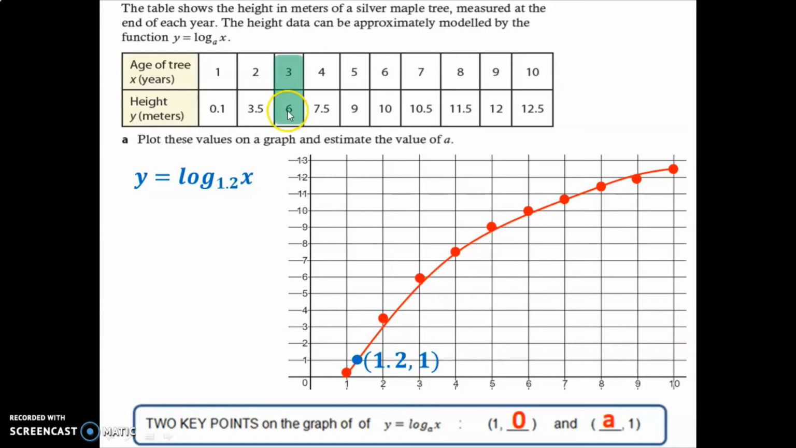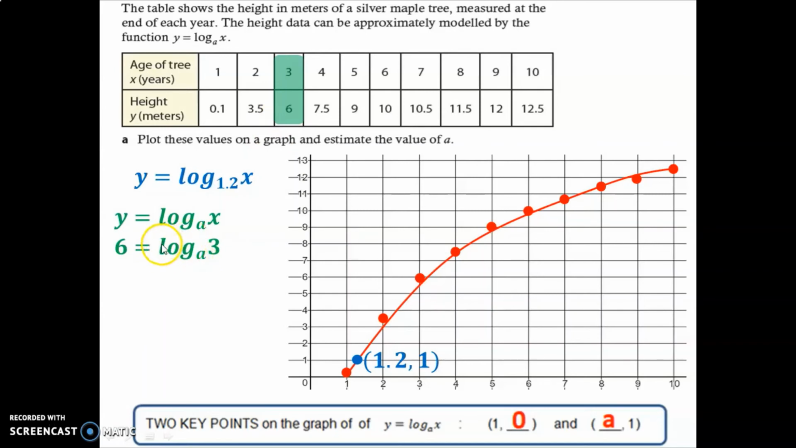So you can take any of the data points, right? So I'm taking the data point (3, 6), which is right here. And I'm going to say, well, let's say the curve passes through that point. So I'm going to put my basic log model here, and I'm going to substitute the point (3, 6) into it to solve for a. So 6 is our y value, and 3 is our x value for that point. And now I can use this to solve for a, right?